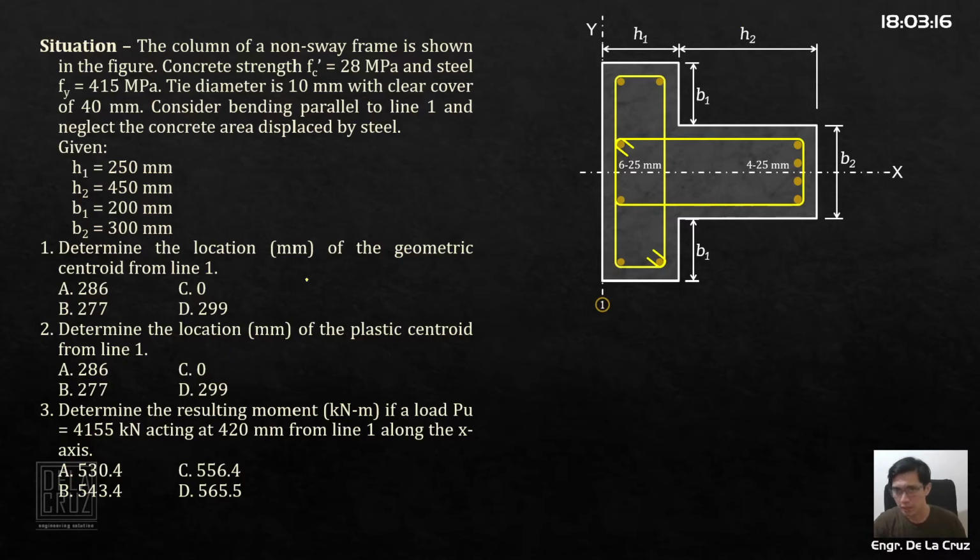So, first question, determine the geometric centroid. Second, determine the plastic centroid. By the way, these are all from line 1, or from the y-axis. Part 3, determine the resulting moment if a load Pu is 4155 kilonewtons acting 420 meters from line 1 along the x-axis.